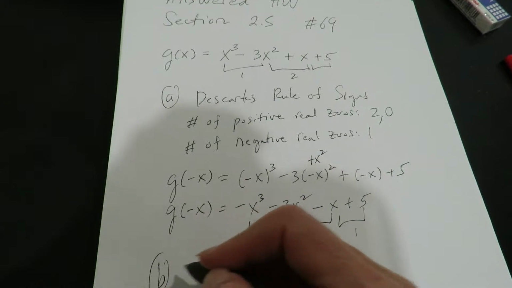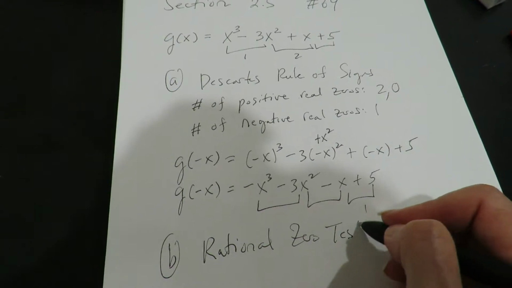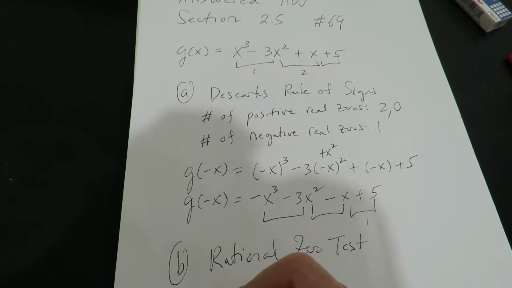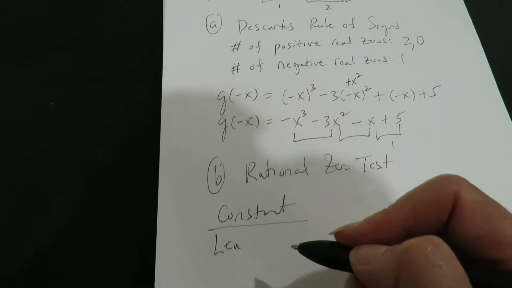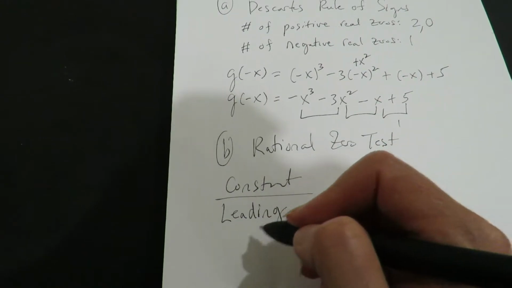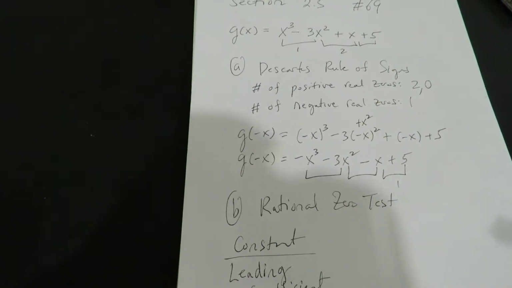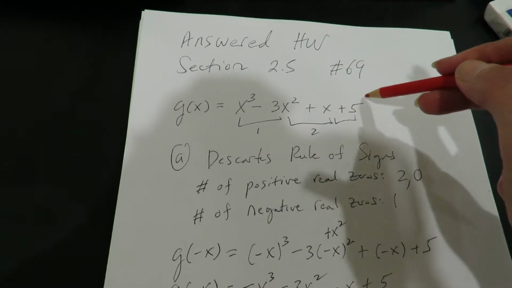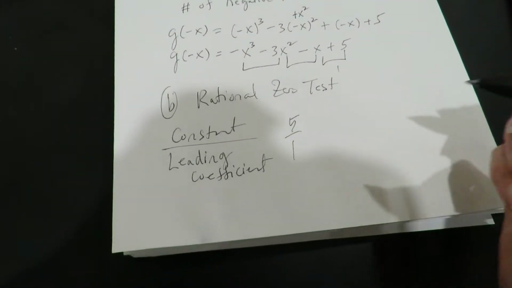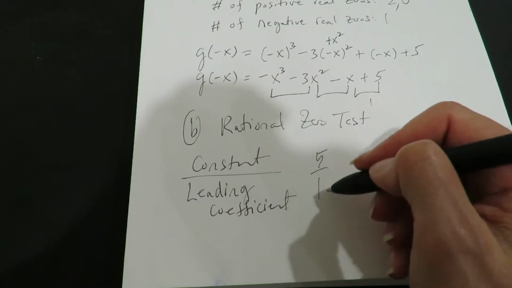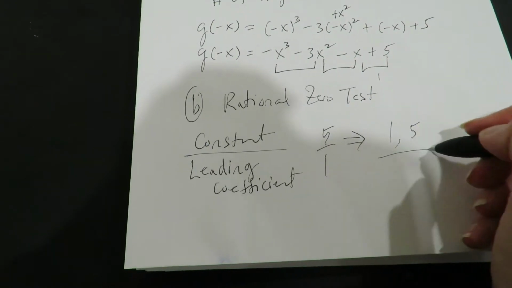All right, the next thing is the rational zero test. And that's again where you take the constant and you put it over the leading coefficient. All right, the constant in this case is a 5. And I'm going to put it over the leading coefficient, which is a 1. And again, don't reduce this if it ends up being reducible, because you're not really writing a fraction. You're trying to look at combinations.